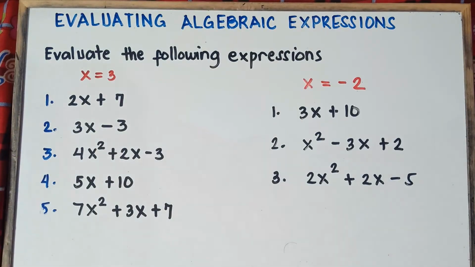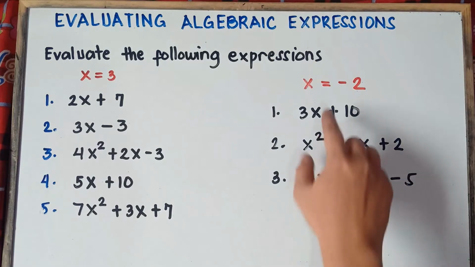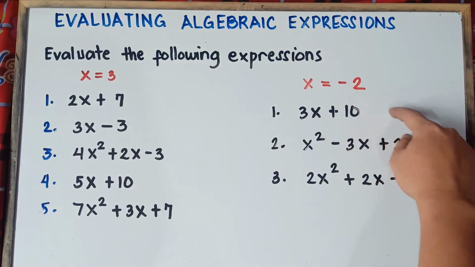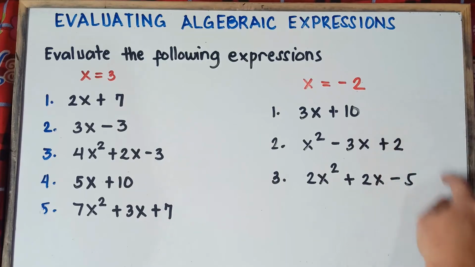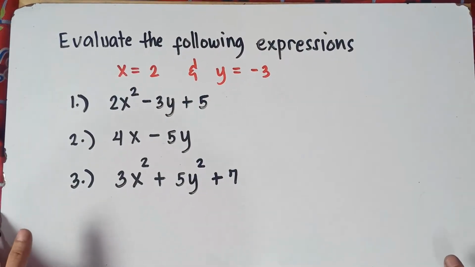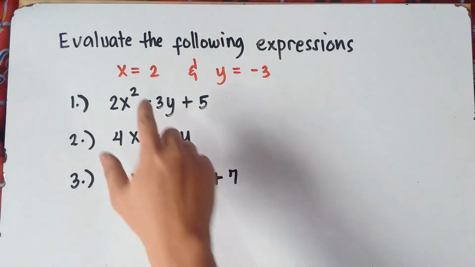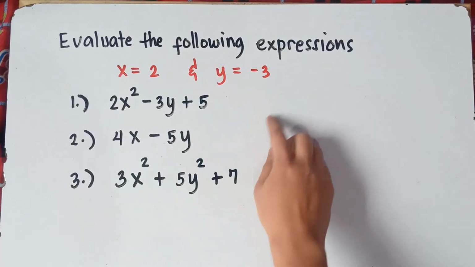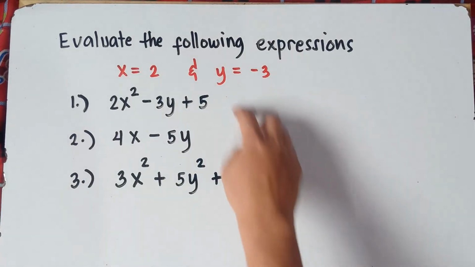And then I will give you another example, class, in which the x value is a negative number. So x is equal to negative 2, and then we're going to evaluate the following expressions. And then in our last example, we have a given x value as well as a y value. So the x value is positive 2 and the y value is negative 3, and we're going to evaluate the following expressions.